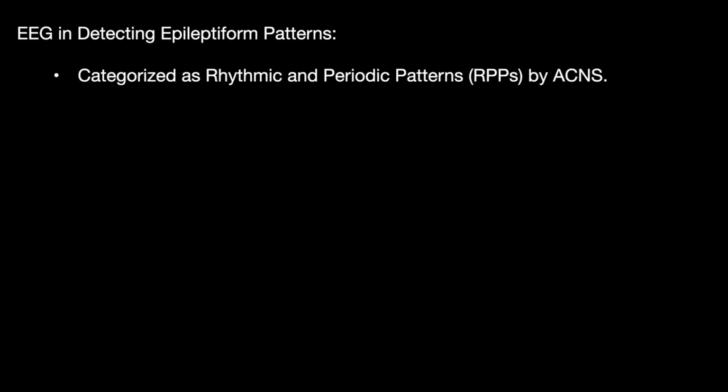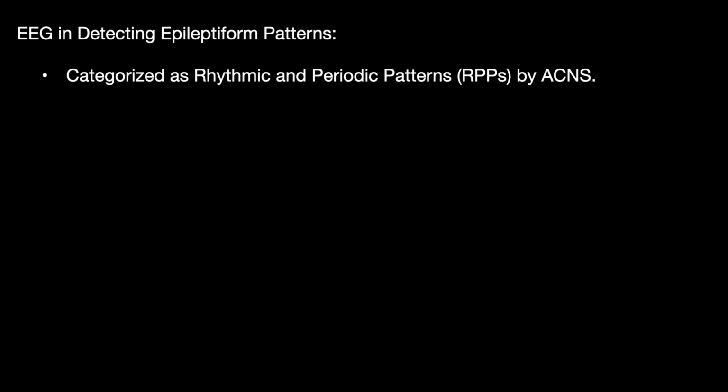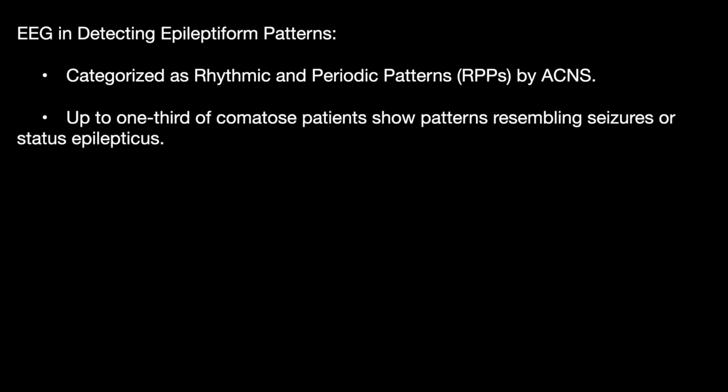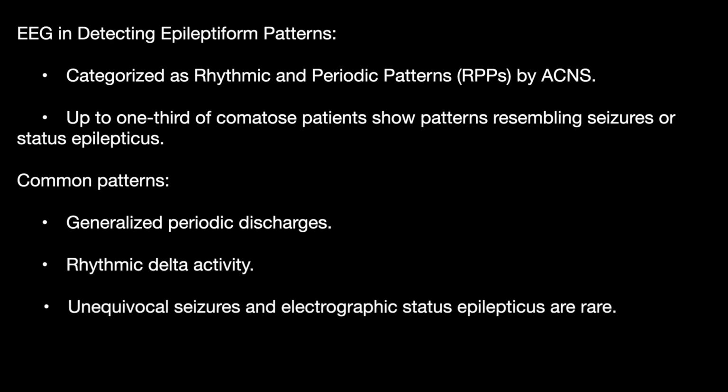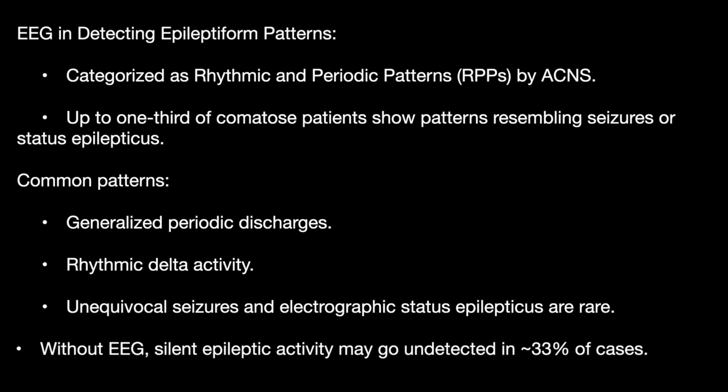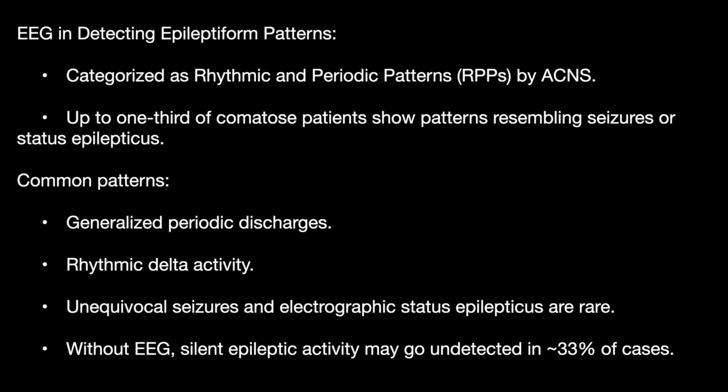EEG in detecting epileptiform patterns. These are characterized as rhythmic and periodic patterns, that is RPPs, by the American Society. Up to one-third of comatose patients show patterns resembling seizures or status epilepticus. The common patterns, though, are generalized periodic discharges and rhythmic delta activity. Unequivocal seizures and electrographic status epilepticus are rare. Without EEG, silent epileptiform activity may go undetected in as much as 33% of cases.